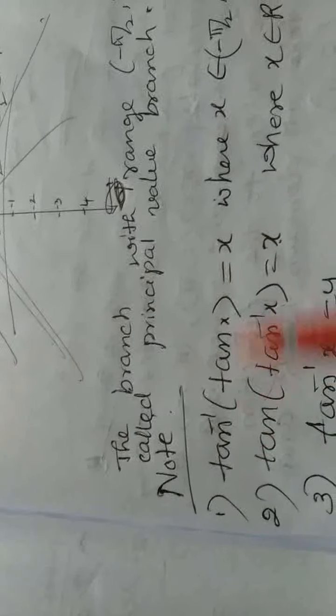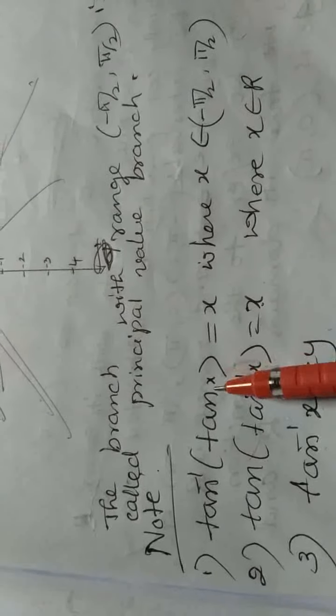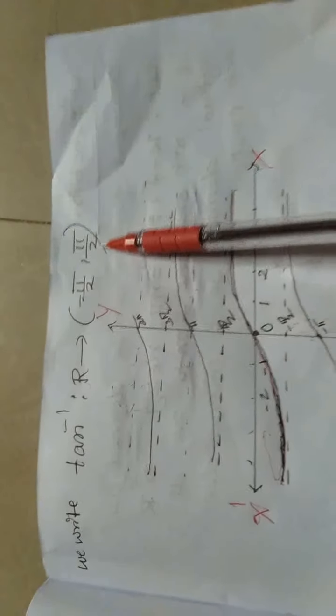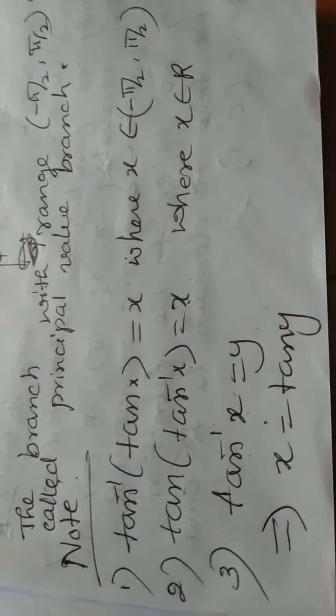And you know that tan inverse of tan x is x, similar to the previous one, and here x is an angle. It belongs to minus pi by 2 to plus pi by 2. And tan of tan inverse x is x, where x belongs to all real numbers. And as usual, tan inverse x is equal to y implies x is equal to tan y, similar to the previous one.